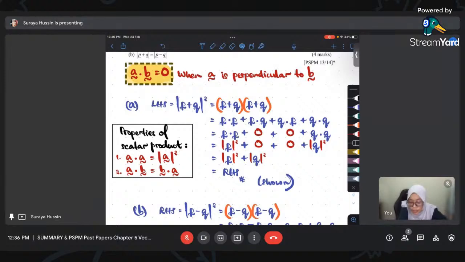Okay, now berbalik kepada soalan ni, kita kena P dot P. Kita kena ada letak dot ni. Kalau you tak letak dot, you akan salah. Okay, jadi dot ni penting. And then P dot Q. And then Q dot P. And then Q dot Q. Everything here is dot product.